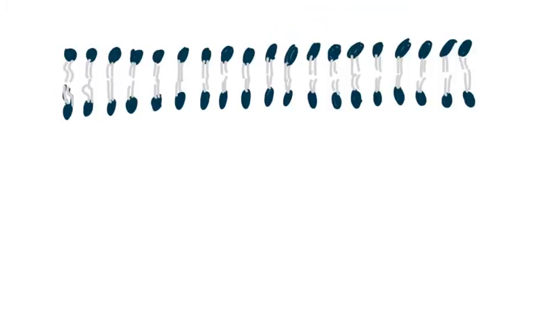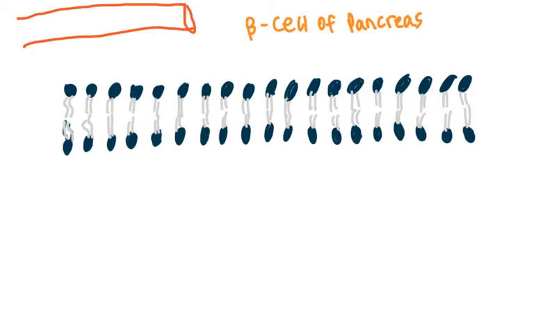All right, here we are. I'll just do the top part of the phospholipid bilayer of our beta cell. Let's write this: this is our beta cell of our pancreas. And what happens, guys, is that we have many blood vessels running by our cells, right? So let's take a blood vessel right here.